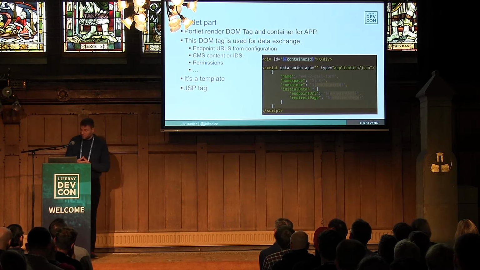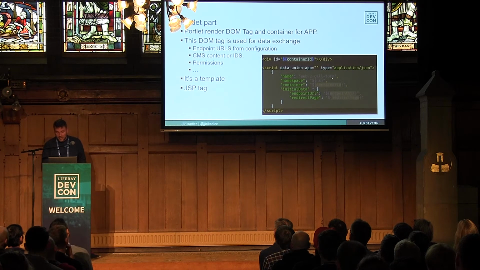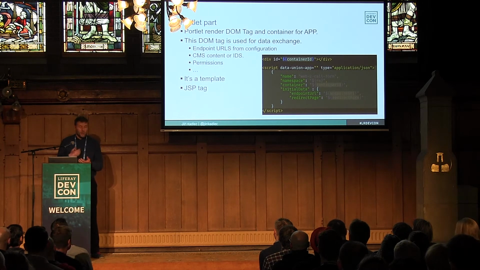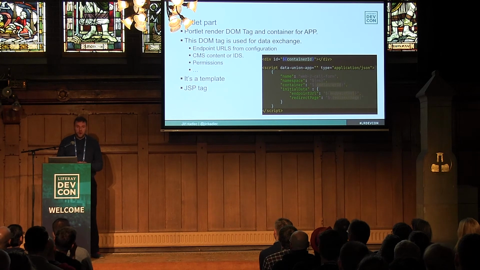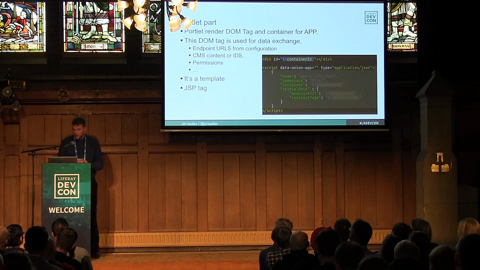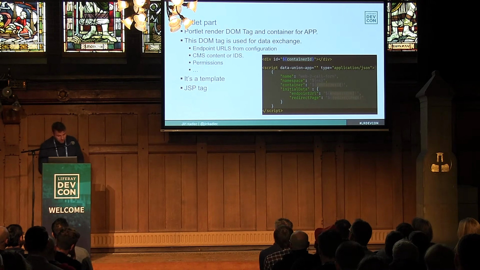The first one is a portlet part. I've already talked about the script tag. The important thing is that we got this initial data part over there too, because this part is used for passing all the configuration or the portlet preferences to our widget. So if we fill in this part in the script tag, then the React developer can actually access these things in properties of the root component.